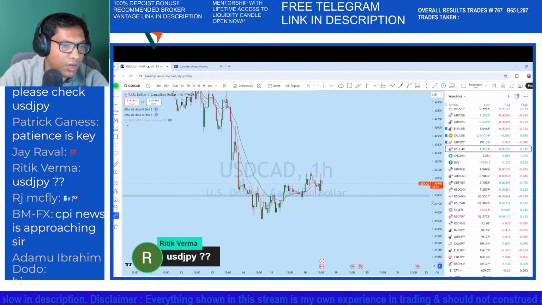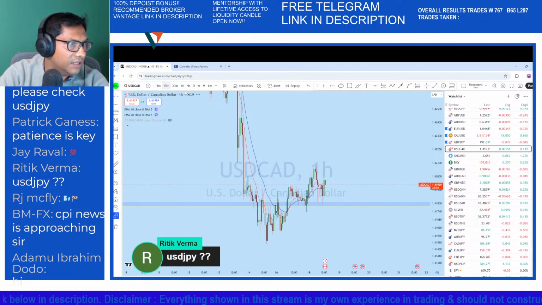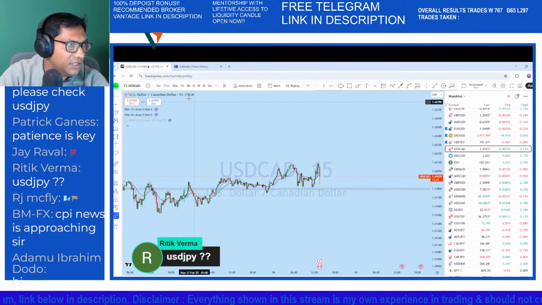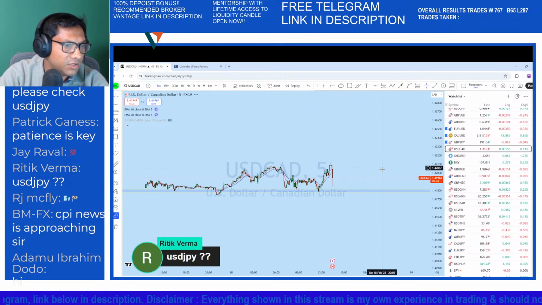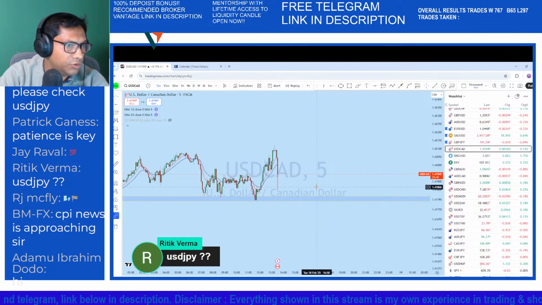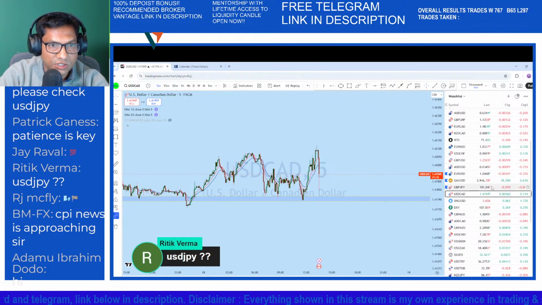Okay, so this is the 1-hour chart. This is a kind of sideways movement in this market on dollar CAD. So I don't see any proper entry opportunity here. We see a significant move.